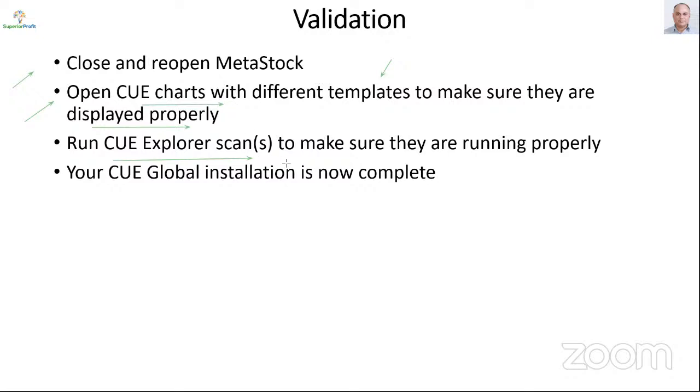When you run Explorer, then it takes care that explorers are running properly. And if both of these are running properly, then DLLs are also installed properly. So you just need to open charts with different templates and run one or two explorers. Once those are operating correctly, then your QGlobal installation is complete. So let's carry out this validation step.